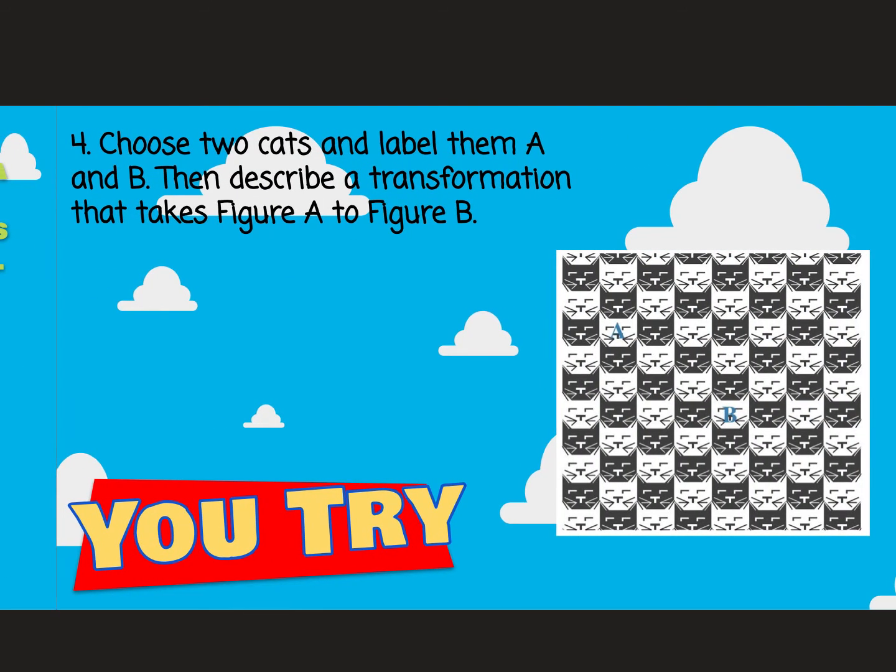All right. Now I want you to try this example. I know it's kind of hard to see, but you can see the A here and the B here. It says choose 2 cats and label them A and B, which are already labeled for you. Then describe the transformation that takes figure A to figure B. So we're going from figure A to figure B. Going from figure A to figure B, we can either go down and to the right, so that's an option, and then right, or we could go right and then down.